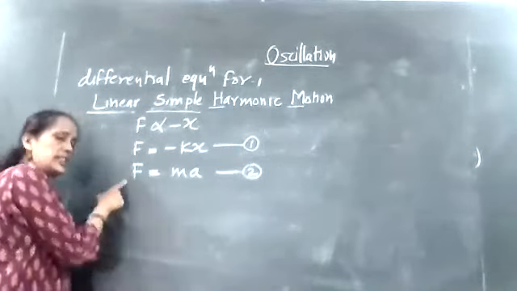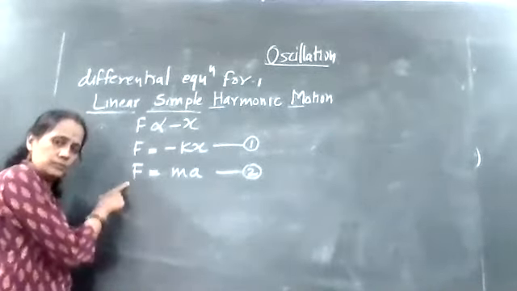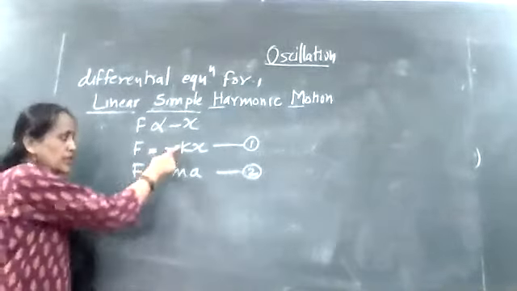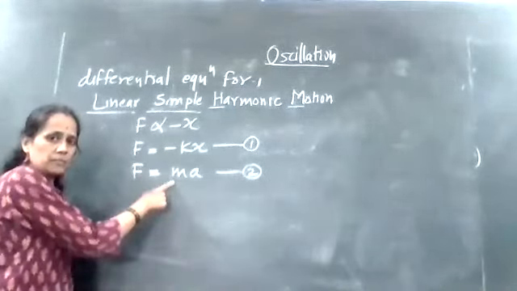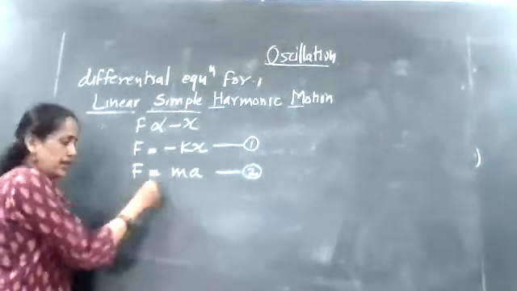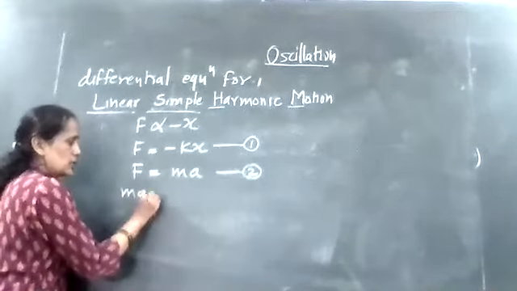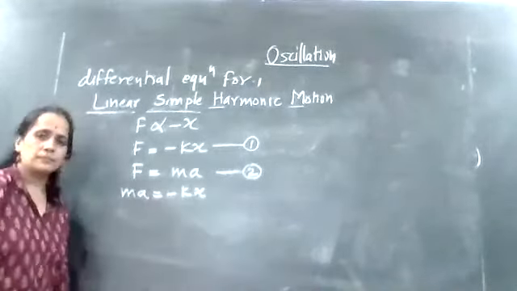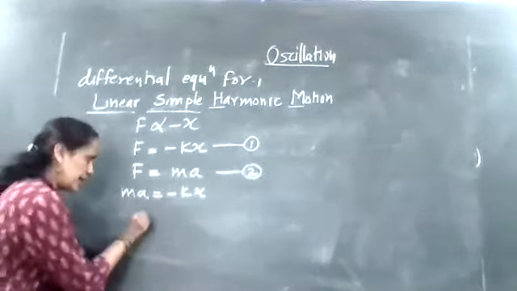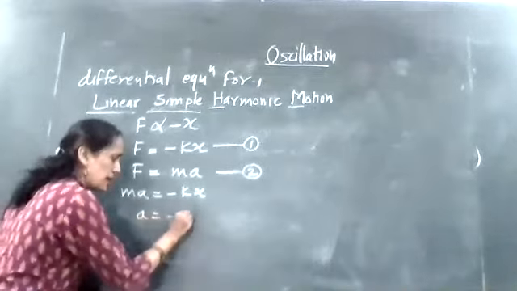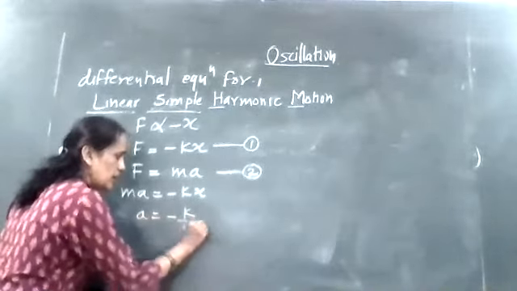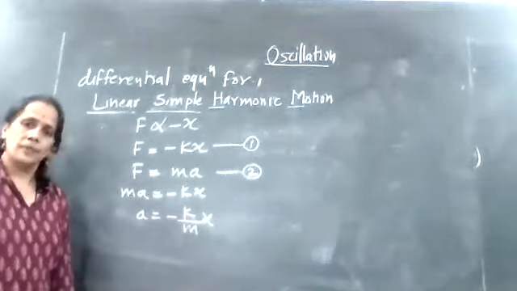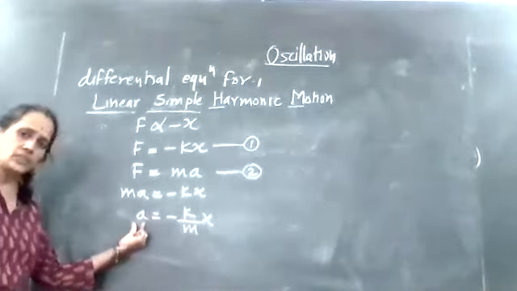If you concentrate on equations 1 and 2, the left hand side gives the force, therefore the right hand side must be the same. So, from equations 1 and 2, what do I write? Mass into acceleration is equal to minus kx, which means I can write acceleration is equal to minus k by m into x. Is it okay?